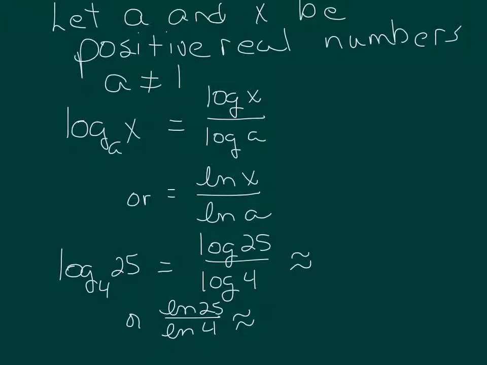What'd you get, Maddie, using the common log? 2.3. 3 decimal places. 2.322. Okay, what did you guys get with the natural log? Got the same thing? All right. So it doesn't make any difference whether you choose to use the common log or the natural log.